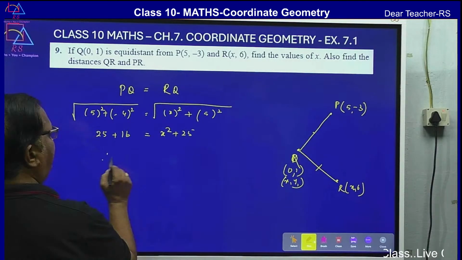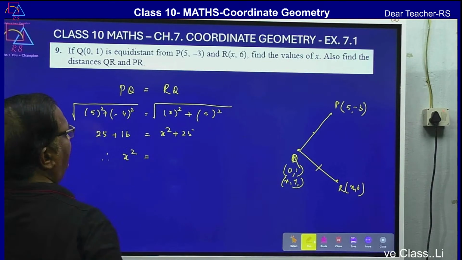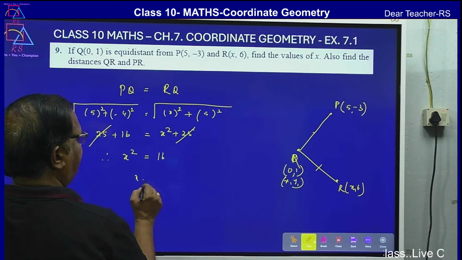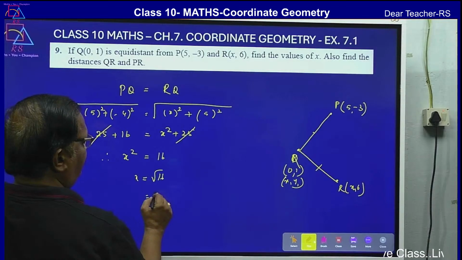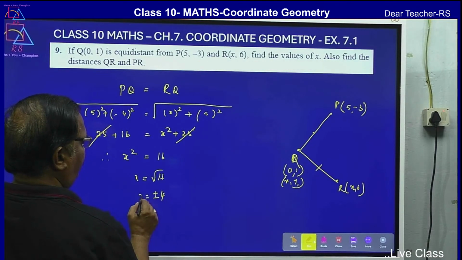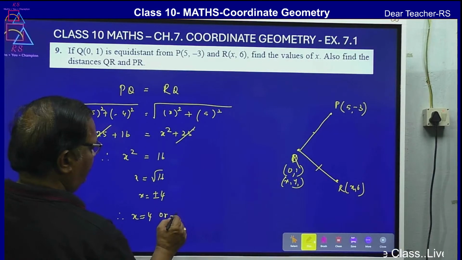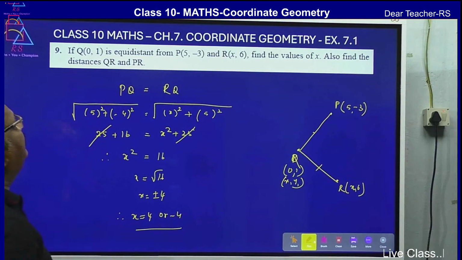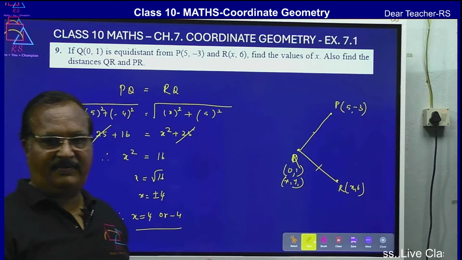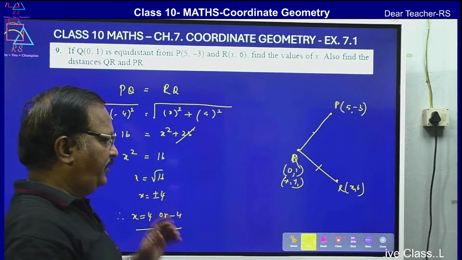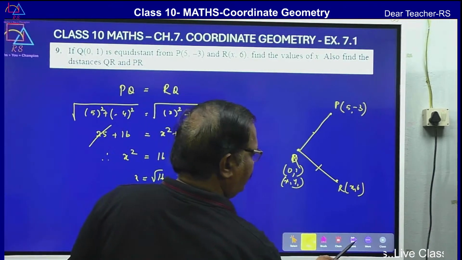So therefore x square is equal to how much? Subtracting 25 from both sides, 16. x is equal to square root of 16. So plus or minus 4. So x is equal to 4 or minus 4. Okay, find x. Very, very simple and important also. I hope you have understood. Let me go to another question.